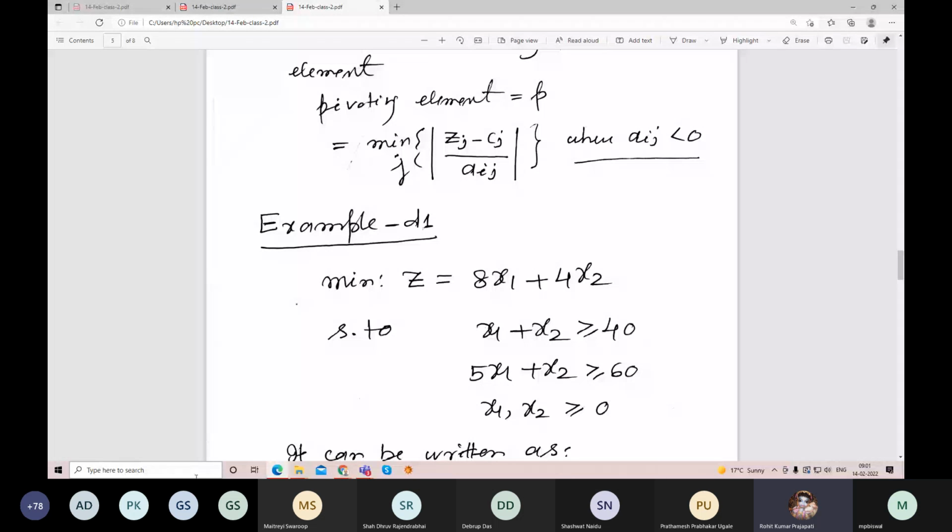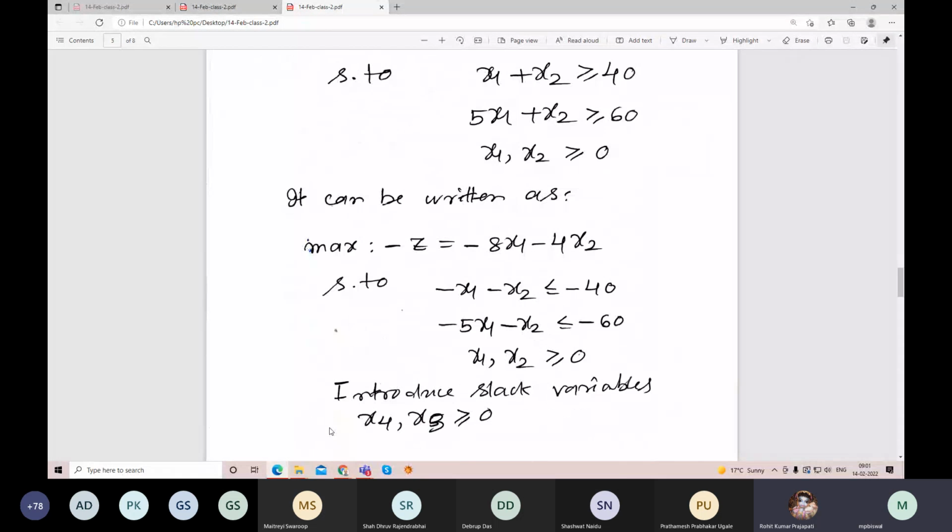Of course, if some clever student says x1 plus x2 equal to 40 and 5x1 plus..., it may not be the solution also. So you have to solve it and conclude. But equation solving is different and LPP is different. So how to proceed? To proceed in this manner.